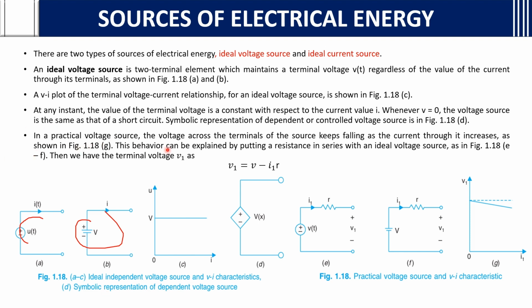In a practical voltage source, the voltage across the terminals of the source keeps falling as the current through it increases. This is the ideal voltage source. But practically, what happens? As the current through it increases, the voltage comes down.